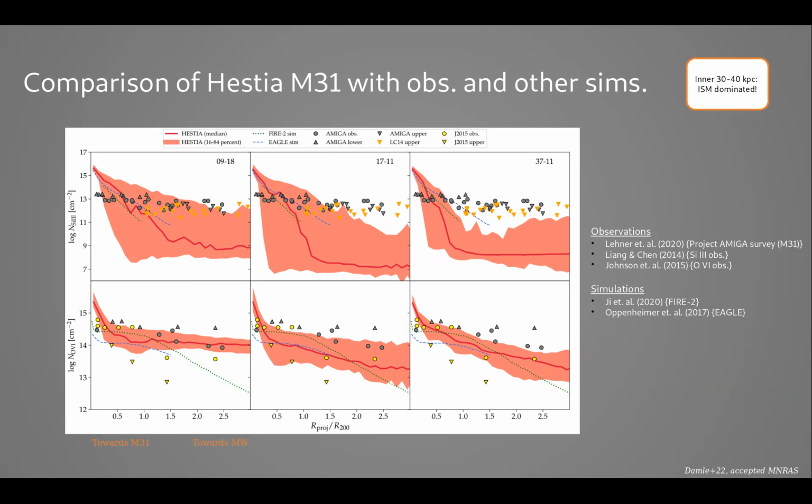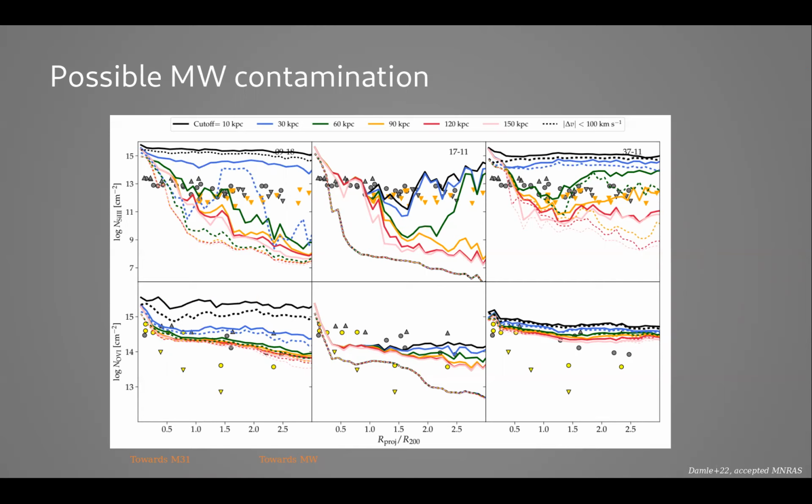To quantify this, we move on to explicitly model Milky Way contamination towards M31 sightlines in our simulations. We again generate sky maps, however, this time centered on the Milky Way rather than the local group, so that's an observer's perspective, so to speak. We successively remove gas lying in layers from 10 to 150 kiloparsec from the Milky Way center. Additionally, we also constrain the local group gas to be within 100 km per second of the M31 systemic velocity.